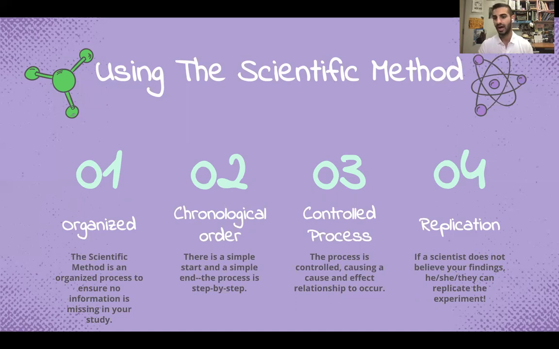And the last thing is that, as I mentioned earlier, it can be replicated. So if a scientist does not believe your findings, or they said that's impossible, you could never get that, they can do the same exact thing you did if you follow the steps of the scientific method, and then they follow the steps of the scientific method.